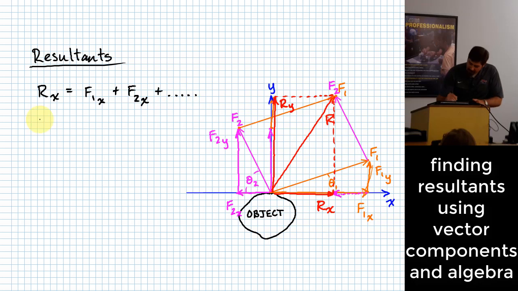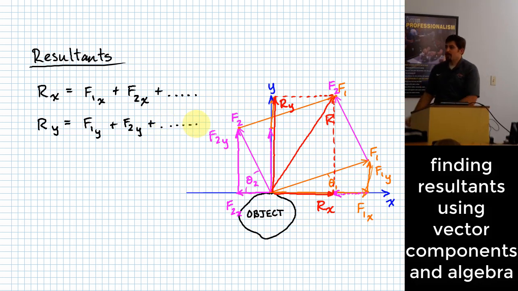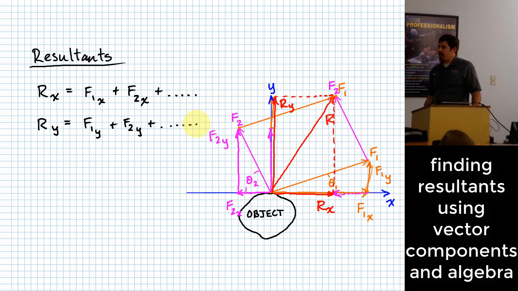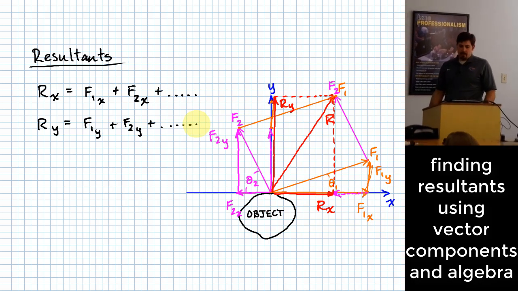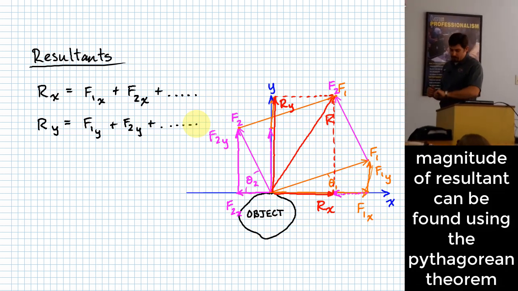Okay, what about my y component of my resultant? You add up all the y's. You say F1y plus F2y plus however many more y components you have. You add them all up, and this gives you your x and y components of your resultant vector. Okay, and that's more of an algebraic technique. What do you do if you want to get the magnitude of the resultant vector?